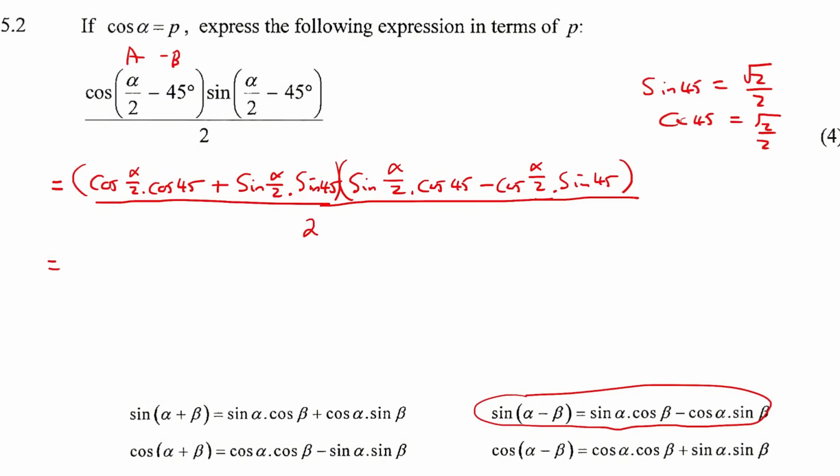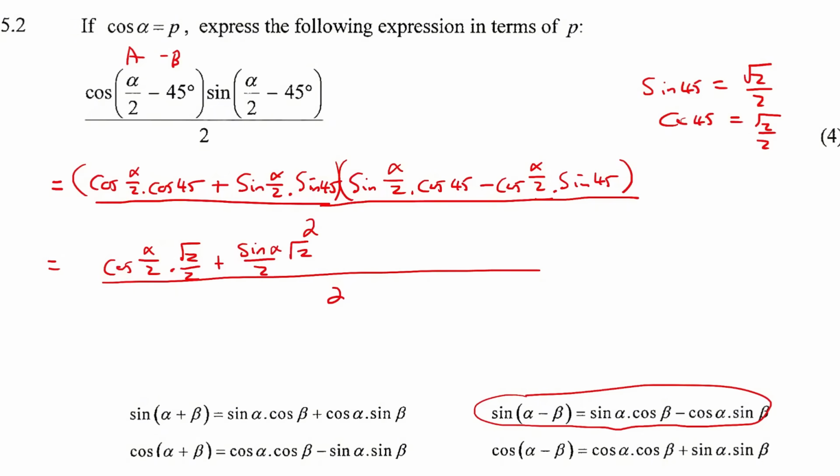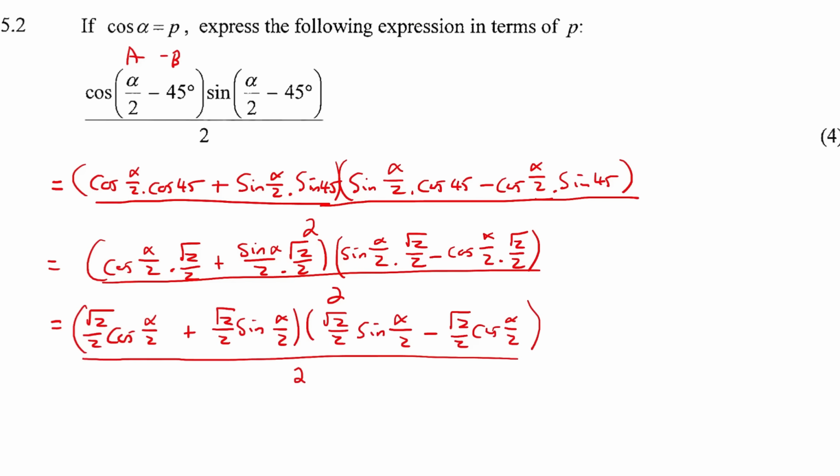So I'm going to replace all of these now with that. So that's going to become cos alpha over 2 times square root 2 over 2 plus sin. So you get the idea, right? I'm just replacing the sin 45s and cos 45s with square root 2 over 2. Next thing I'm going to do is put the square root 2 over 2's in the front for all of those. And then the next thing we're going to do is just FOIL this all out. At the bottom we're still going to have a 2. So I'm going to start off by multiplying these two together.